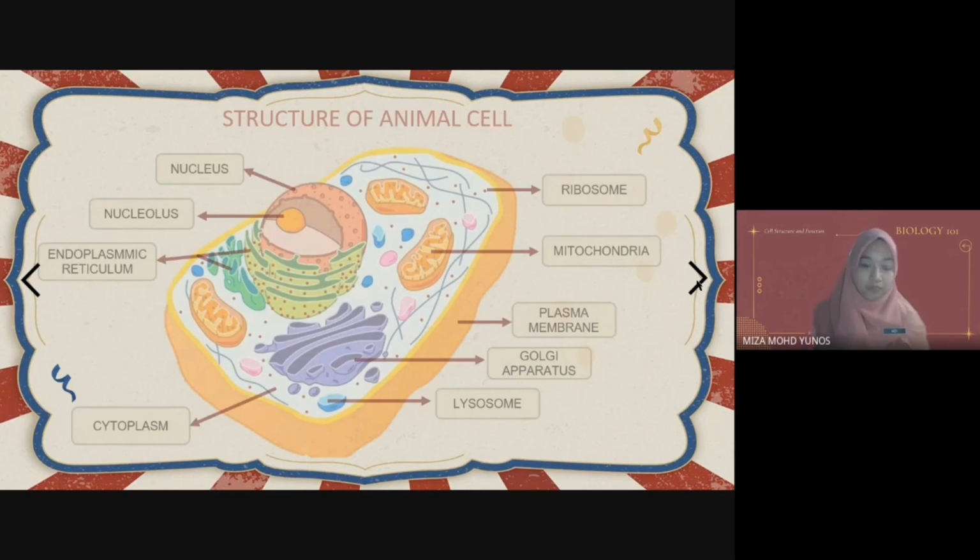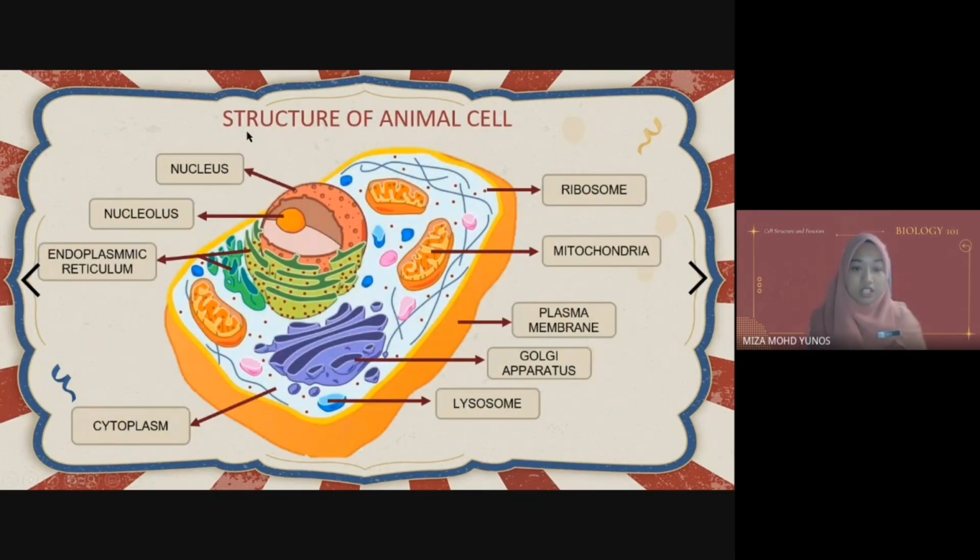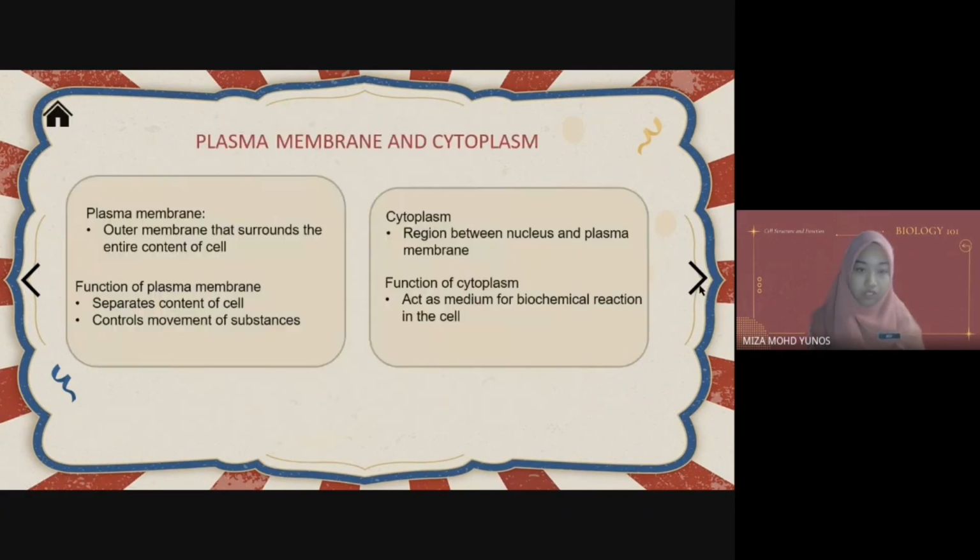Okay. The first structure is the structure of animal cell. So in animal cell, we have nucleus, nucleolus, endoplasmic reticulum, cytoplasm, the large blue surface, lysosome, Golgi apparatus, plasma membrane, mitochondria, and also ribosome. So plasma membrane is the one in the orange color, the orange part here, right?